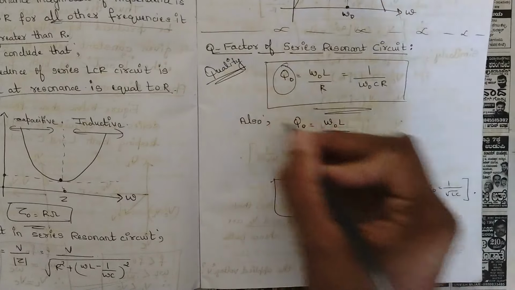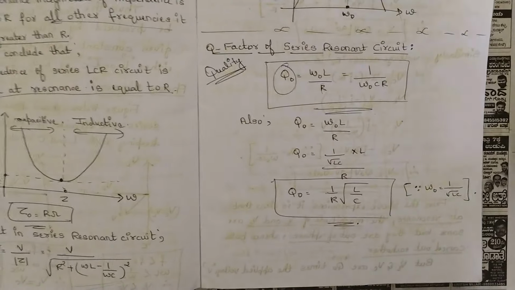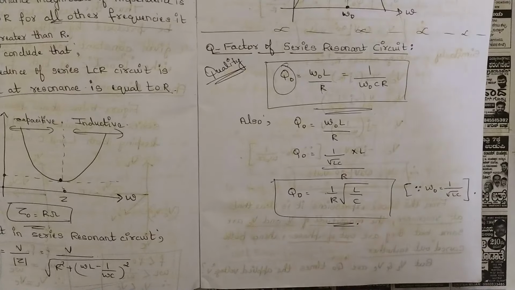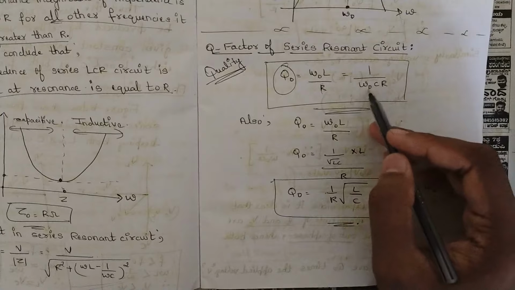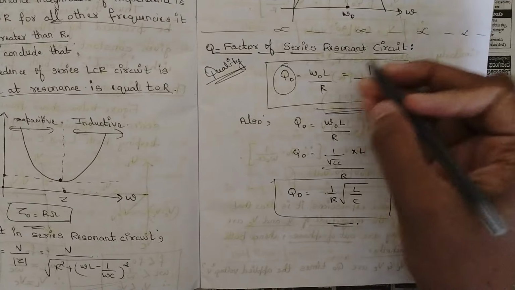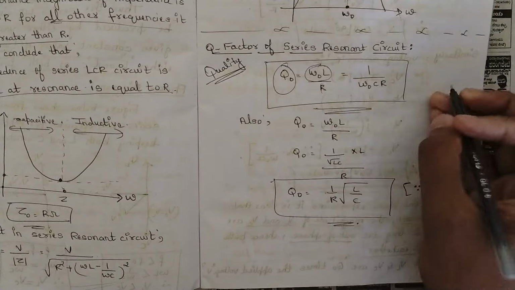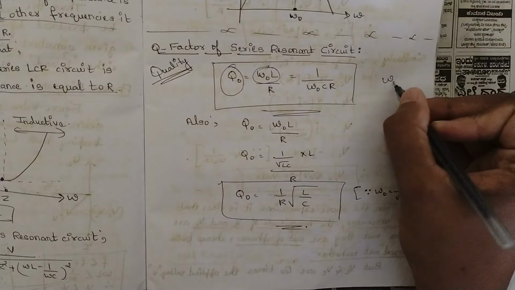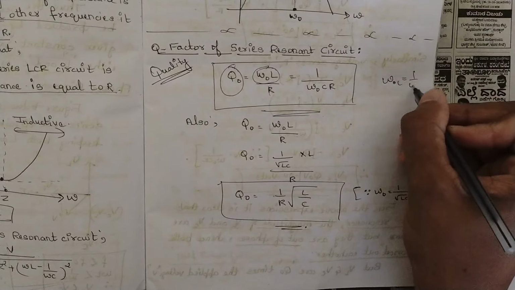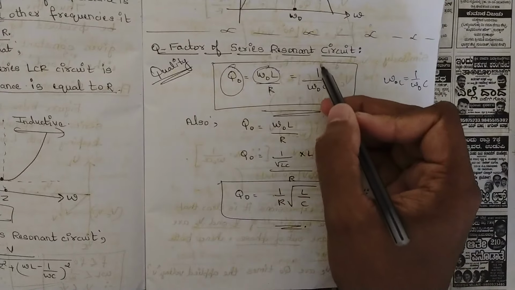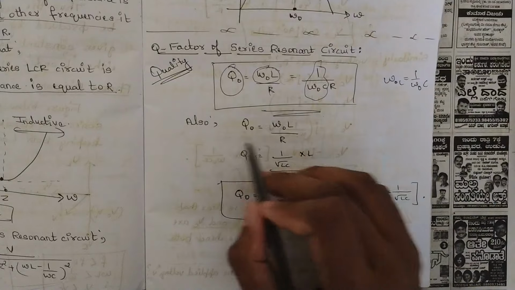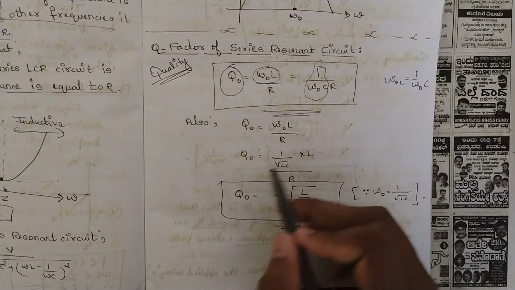This formula, I told you that whatever I write in a box, you should note down, because those formulas are very important. Q naught is given as omega naught L by R, or 1 by omega naught CR. What I have done is, we know that at resonance omega naught L is equal to 1 by omega naught C, so I have replaced omega naught L by 1 by omega naught C. So Q naught is equal to omega naught L by R.